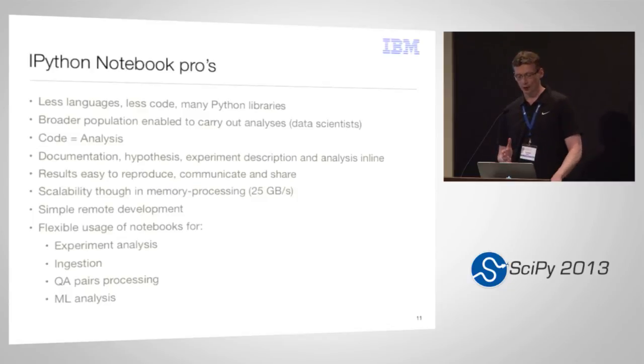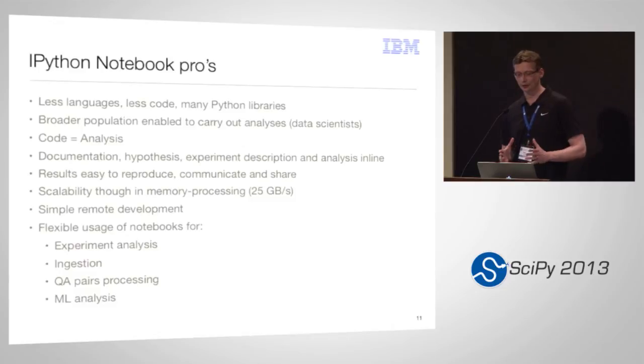We also found that the notebook was very flexible to use, not only for the experiment analysis that I just described here, but it was good for ingestion as well. For the ingestion, there's a lot of hand coding that you often have to do. If you scrape certain pages, or you have to clean up some content, there are libraries like Beautiful Soup and other libraries that really help you to do all these things.